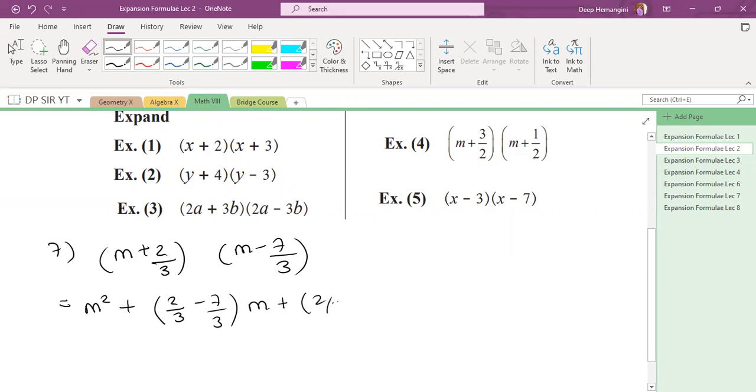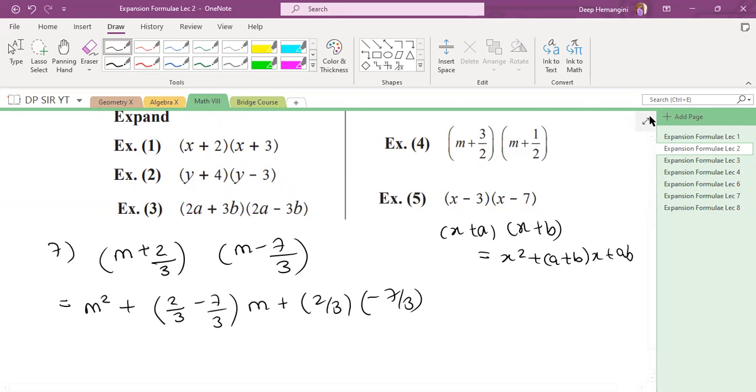So what is your a? It's 2 by 3. What is your b? It's minus 7 by 3. ठीक है, याद रखना ये फॉर्मूला (x plus a)(x plus b) is equal to x square plus (a plus b)x plus ab. Don't forget this part.